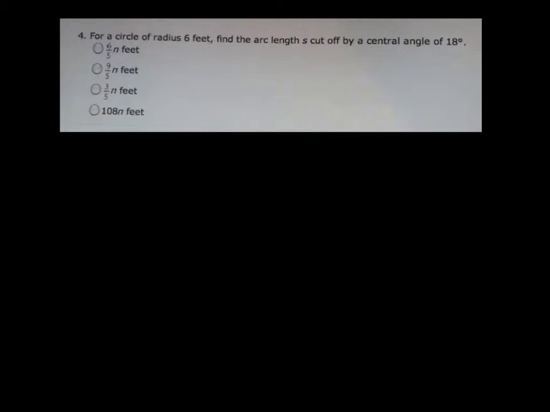All right. Circle of radius 6 feet. Find the arc length S. They always use S for arc length. That's weird. I know. It seems like they should use L or something. Cut off by a central angle of 18 degrees. So do you know central angle?